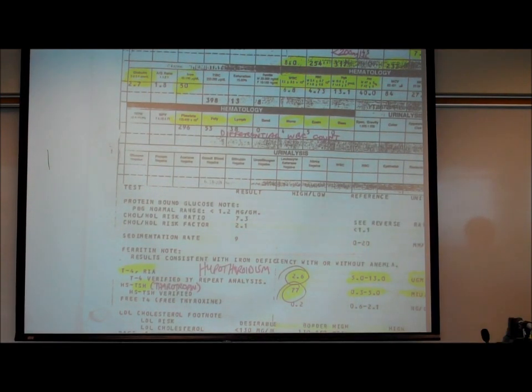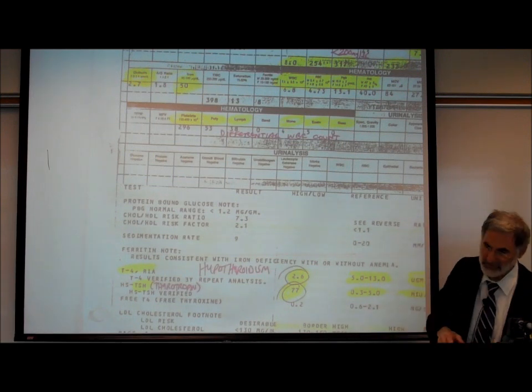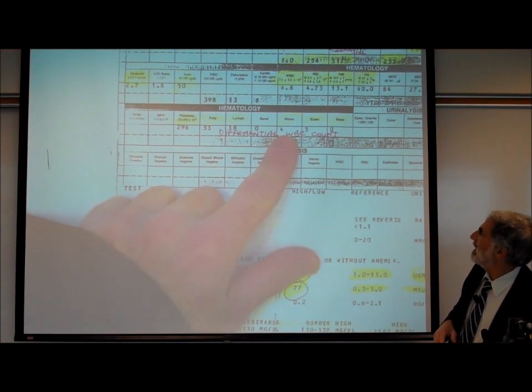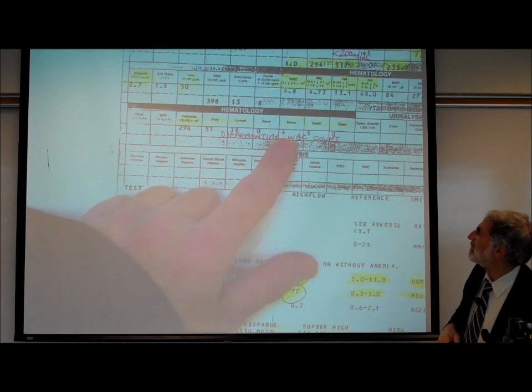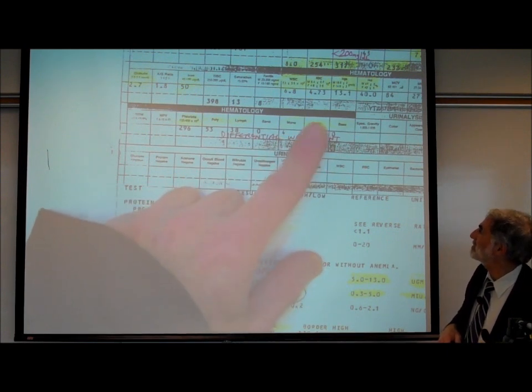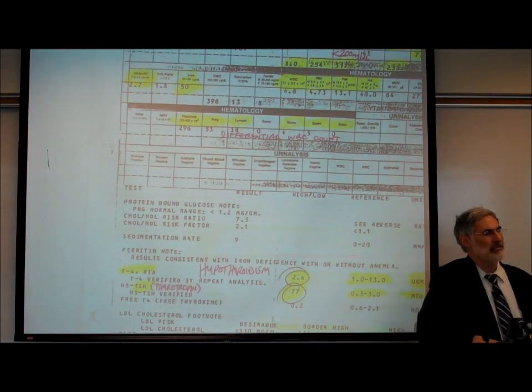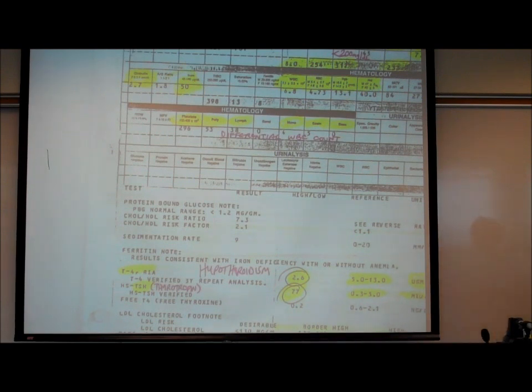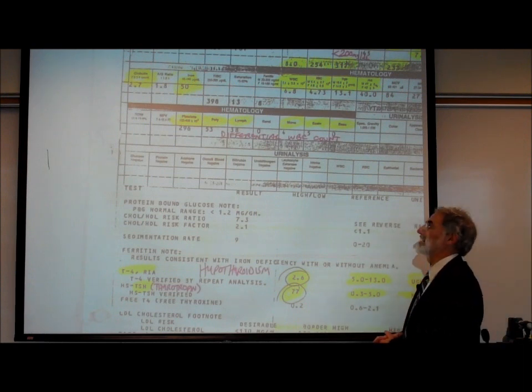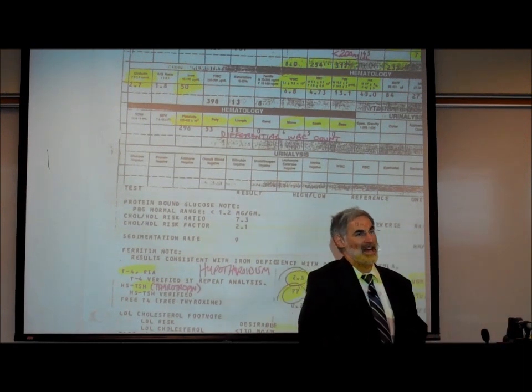What would it mean if her lymphocyte count was lower than normal? It could be HIV. What would it mean if it was higher than normal? Viral infection. Isn't that how we learn to interpret it? Now, monocytes are the macrophages. Eosinophils, eosin. What are eosinophils involved in? Allergic reactions. So if you see a higher than normal eosinophil count, that's an allergic reaction.